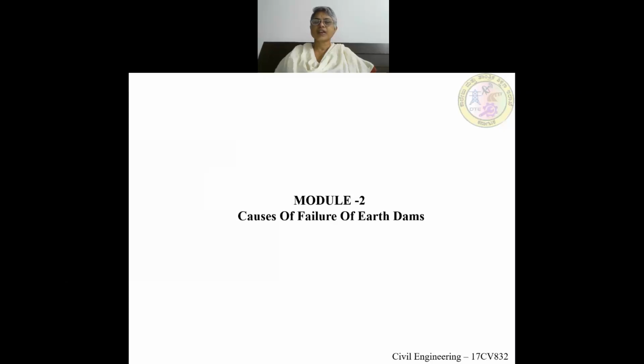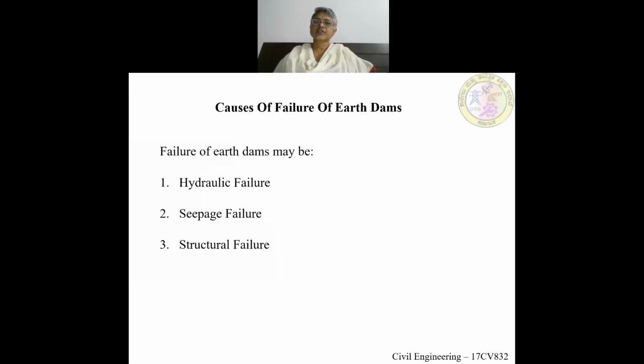Causes of failure of earth dams. The dams may fail due to the following reasons. One is the hydraulic failure. This is basically because of water overtopping on the dam, or maybe due to saturation on the upstream side and downstream side. The upstream side face will fail and the downstream side face will fail. All these reasons are due to water which is in direct contact with the dam, whereas seepage is due to the seepage of water through the dam section, which may cause piping and many other reasons.